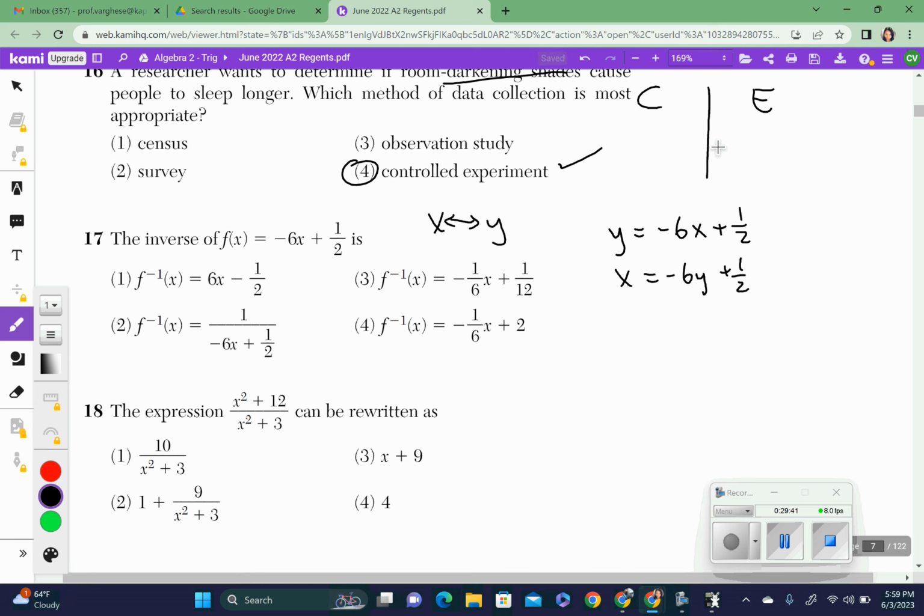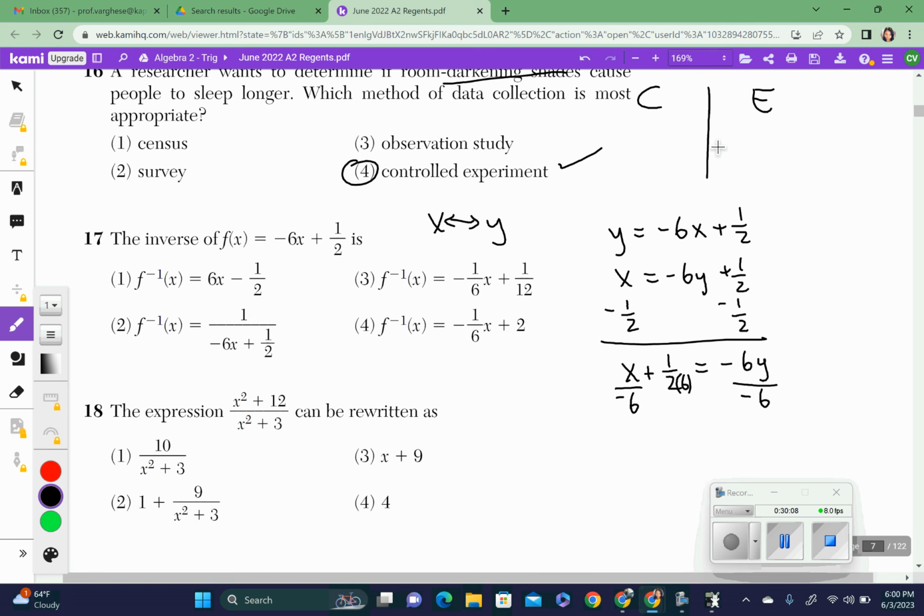So let's move this 1/2 over by doing -1/2. So we get x minus 1/2 equals negative 6y. To get the y by itself, divide both sides by negative 6. So this gets divided by negative 6, and so does this. Gets divided by negative 6, so that's going to be positive, right?